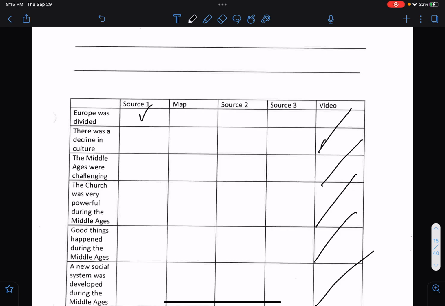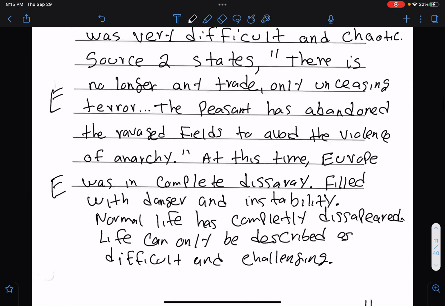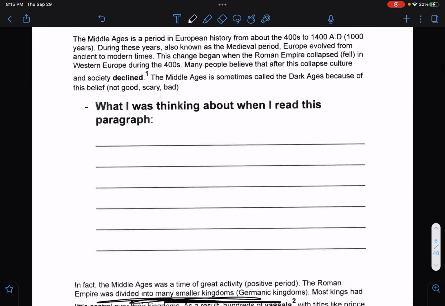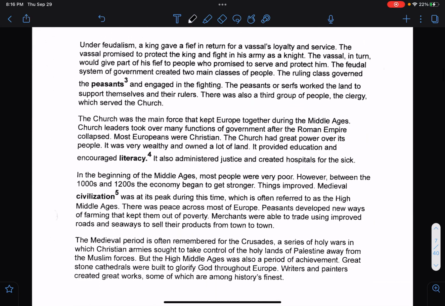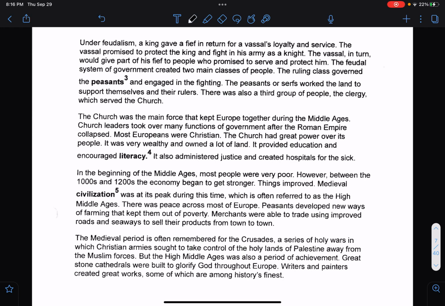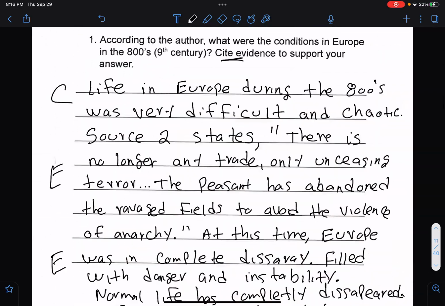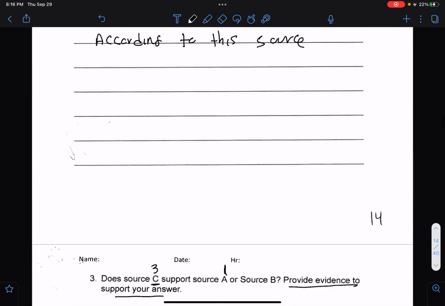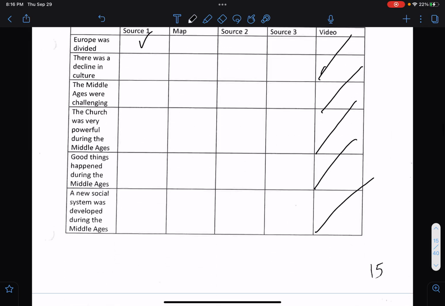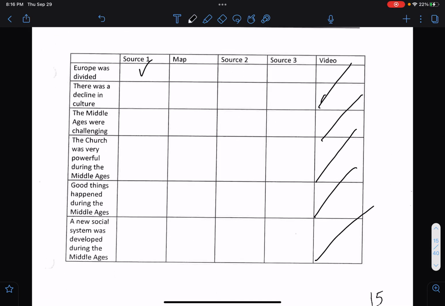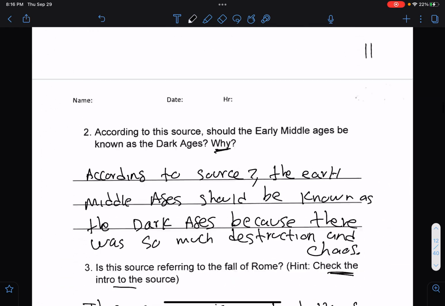There was a decline in culture. Does source 1 support that there was a decline in culture? Source 1 doesn't really say that. That's not their big argument. So we're going to leave that one blank because they don't really support that. The Middle Ages were challenging for this one. So were the Middle Ages challenging?